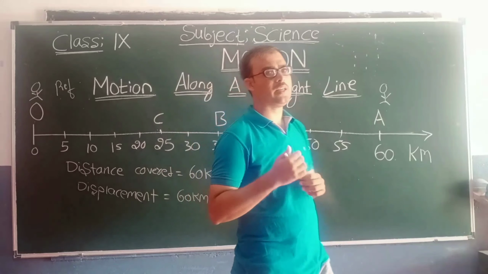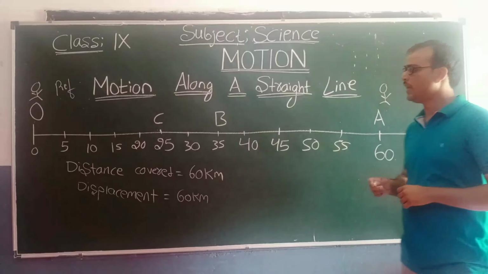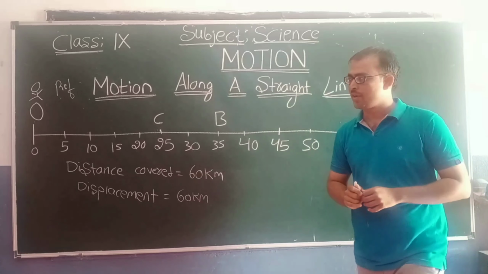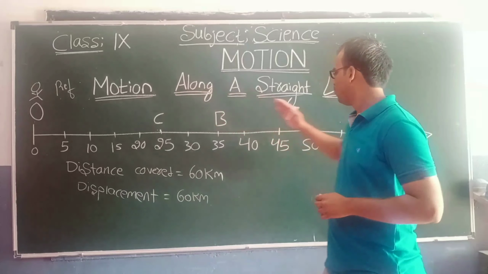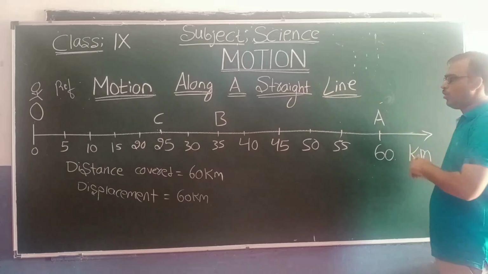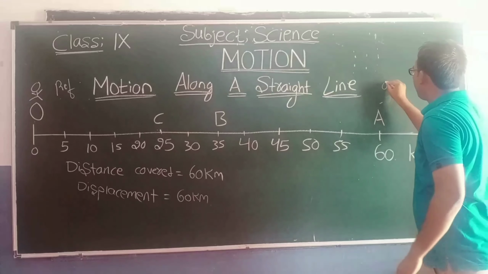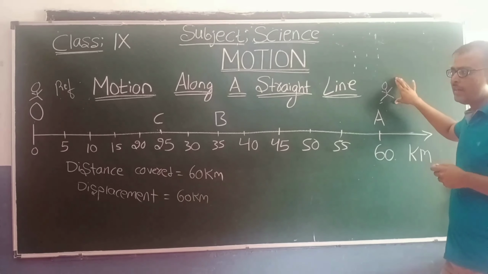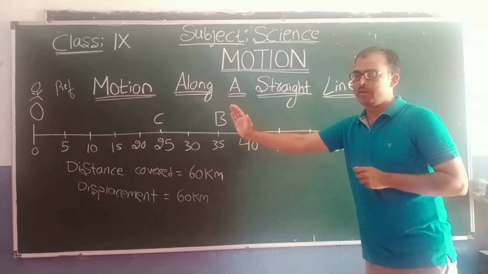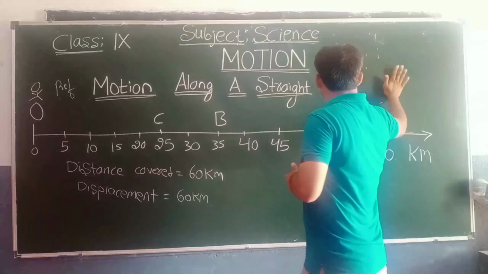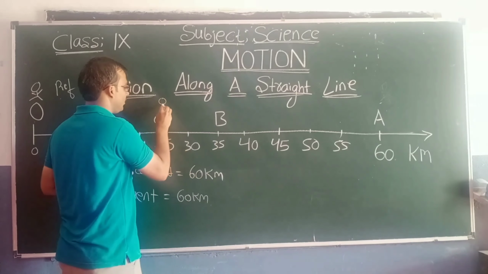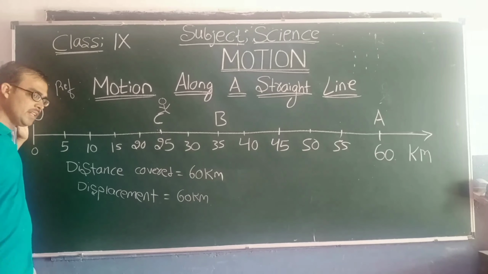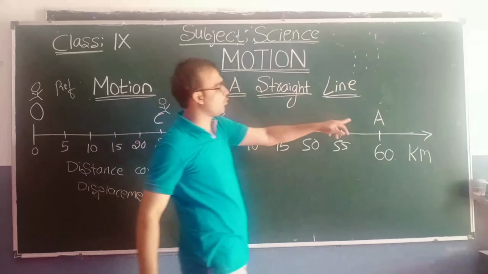Now let us imagine the second situation. So here the man is in the second situation. The man is traveling from O to A. He is traveling from O and he has reached A. Now after reaching A, what will he do? He will move back and come to C. The man has started his journey at O and has moved up to A.